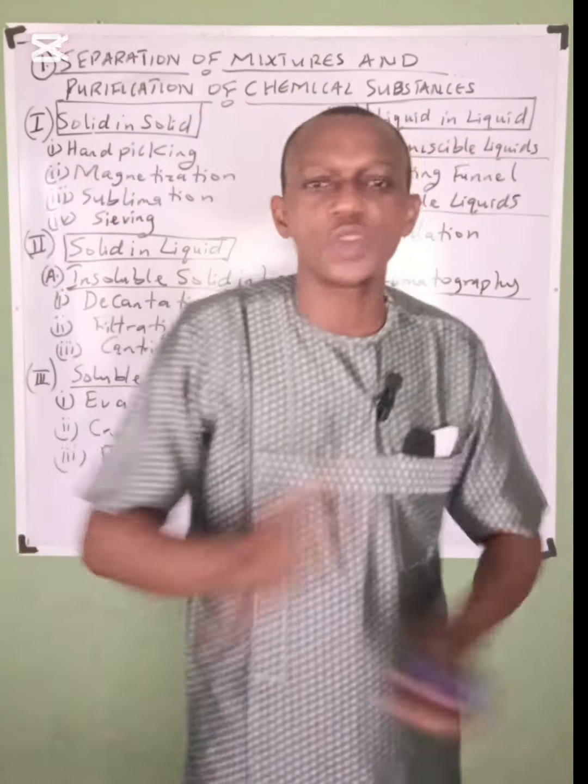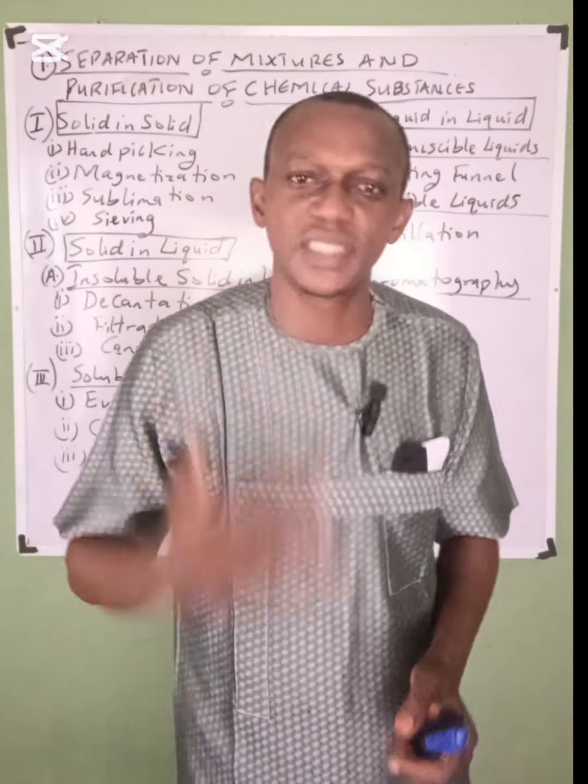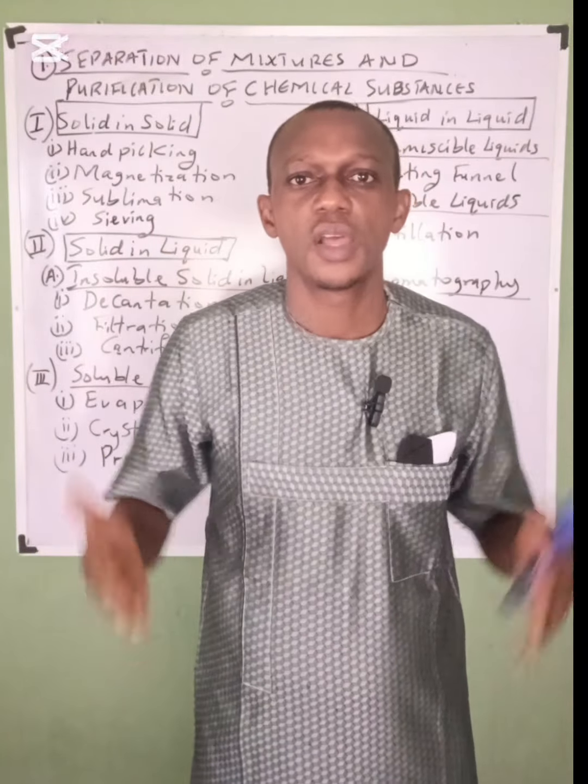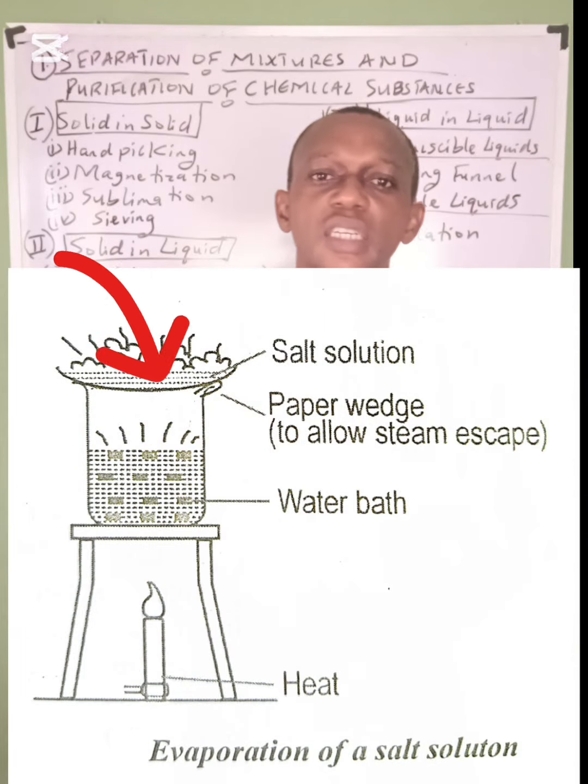You put your salt in water. Salt dissolves completely. How can you now separate that? Something you cannot see again that's dissolved. To separate it, you put it inside the evaporating dish.